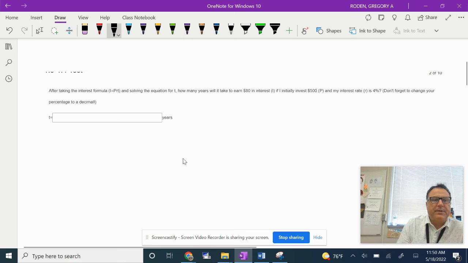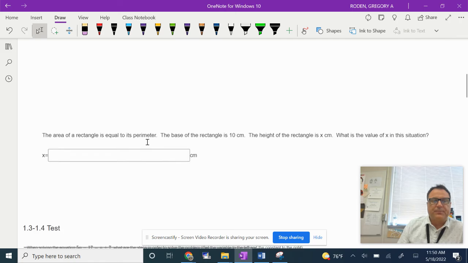The next problem says, after taking the interest formula and solving your equation for t, how many years will it take to get? Okay, so I'm going to skip this one for now until I actually get to the problem where I solve for t, because this is a little bit out of order. I want to do that other problem first where I solve for t, then come back and answer this question. That's what I would have done if I were you, but who knows what you did. So skip for now. I'll come back to it.